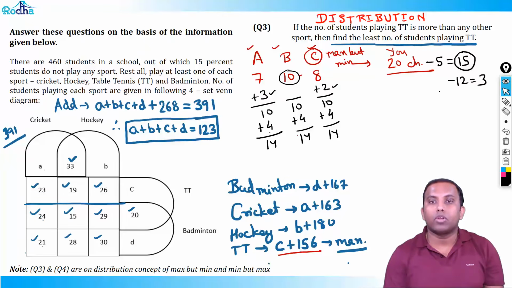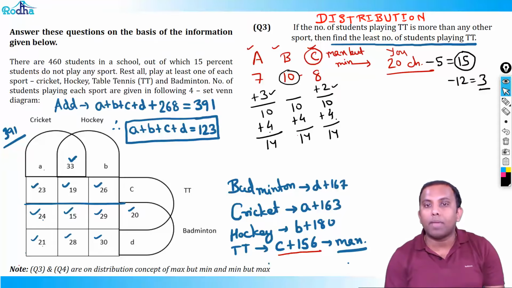Right, so I am left with 3 chocolates now. Correct? Now all are equal. I am left with 15 minus 12, 3 chocolates, right? Okay, 15 minus 12 is 3 chocolates I am left with. So how to distribute now?